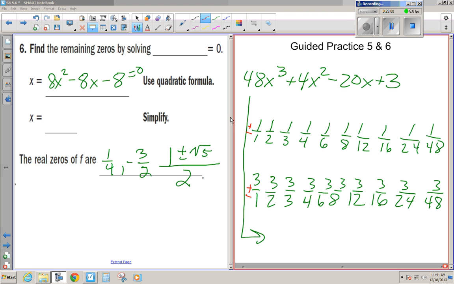All right, so these are all the possible zeros. You can see that there are tons of them. They are the factors of the constant 3, so we have 1 and 3, and you're dividing by all the different possible factors of 48. And there's tons of them.